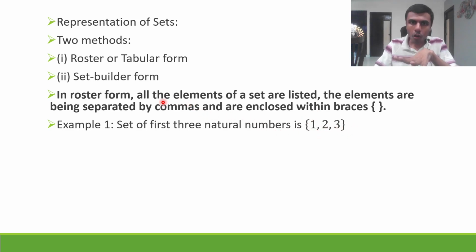Now observe, all the elements of a set are listed. See, they are listed. The elements are being separated by commas. You see there are commas here and they are enclosed within braces. You see these flower brackets. So there are three major things: there are flower brackets, there are commas, and elements are separated. Fine, this is what it is.